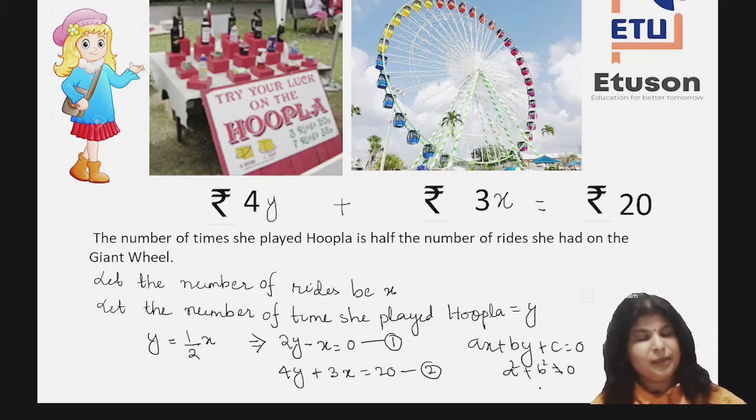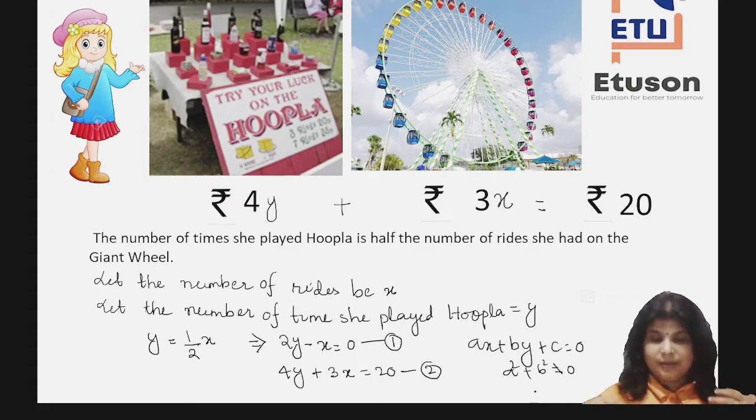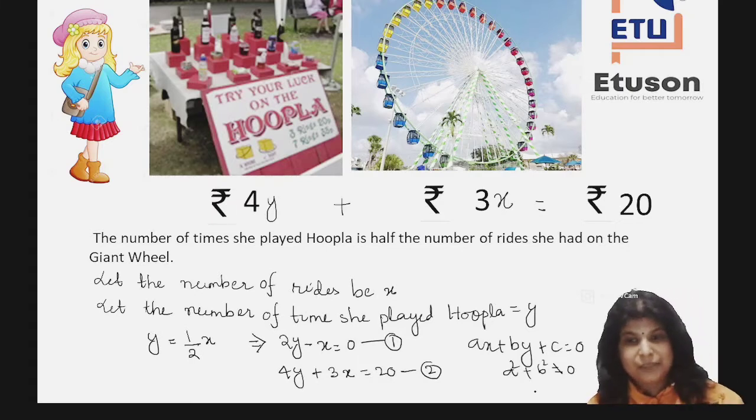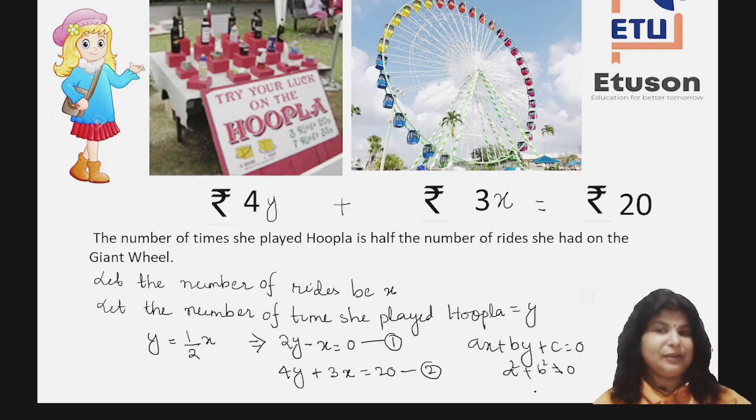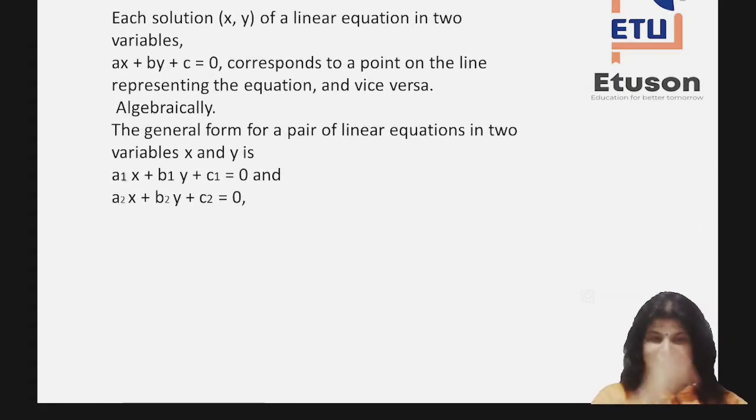For any solution value of x and y, the points will be lying on the line which will be represented in the graph. Correct or not? This we have done in your lower class also. Okay, so the same thing has been written.